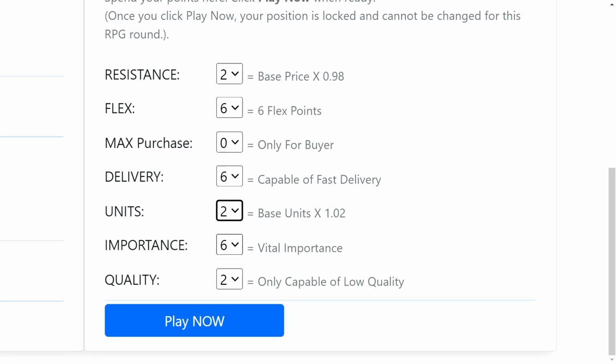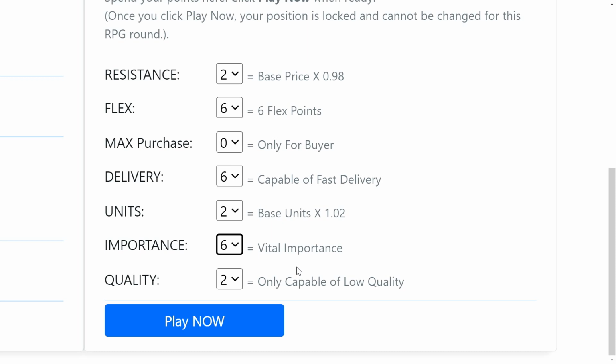And what about importance? Remember, in a negotiation, not every negotiation is important. Some negotiations are more important than others. And if they're more important, you need to change your strategy. So here we choose the importance. If we choose 1 or 2, small potatoes, so not important. If we choose 6, vital importance.